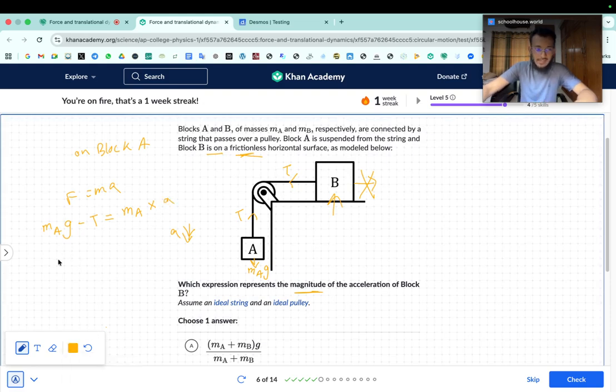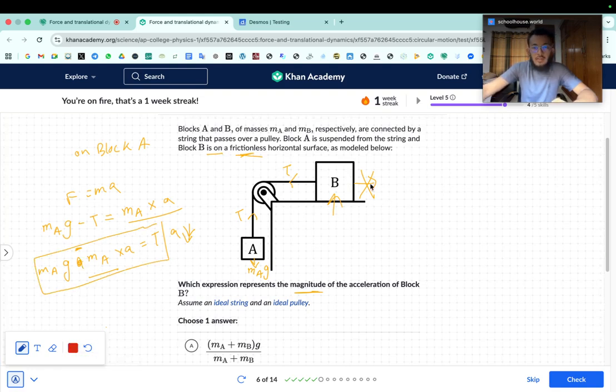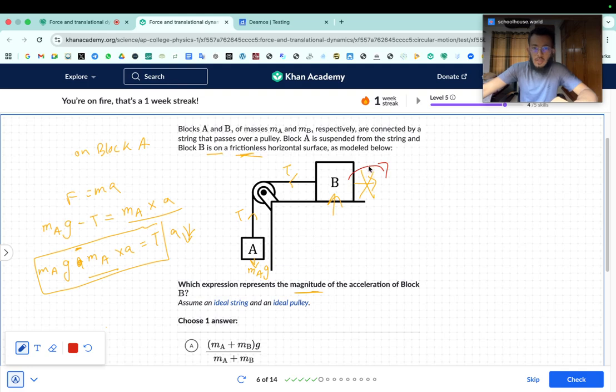So let's say that is a, and we can make T the subject from here because we want to find a. If we make T the subject, we get mA times a equals mA g minus T, so T equals mA g minus mA a. This thing is positive, it becomes negative here, and this negative becomes positive here. So this is what we get. And regarding the block B, the only force is T.